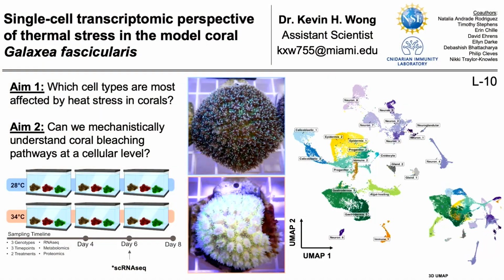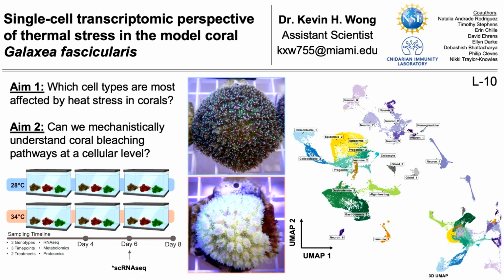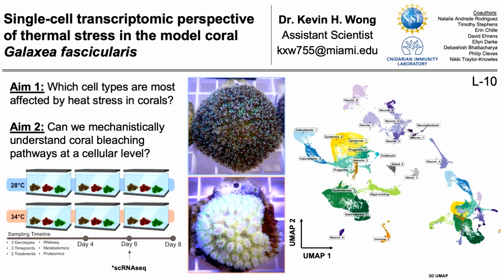Hi. So there's been many studies looking at coral bleaching using bulk RNA-seq methods. And while this is great for looking at whole organismal responses during thermal stress, it lacks the resolution to ask more targeted questions about the cellular processes that are happening during bleaching. So my project is using single-cell RNA sequencing to understand which cell types are most affected during heat stress in corals, and then can we actually mechanistically understand coral bleaching pathways at a cellular level.